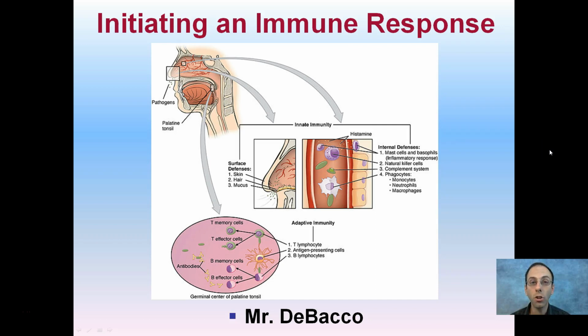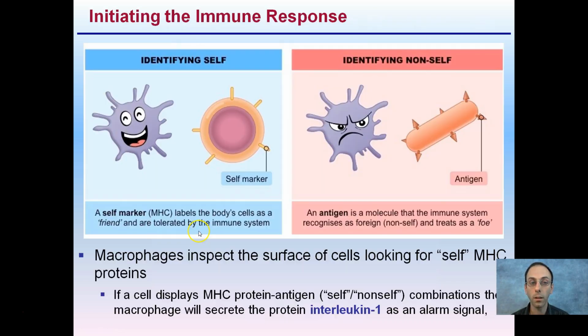Okay, here we're going to look at initiating an immune response. And while we do have our innate immunity and our adaptive immunity, we're going to focus a little bit more on the adaptive immunity. Keep in mind, our innate immunity is what we're born with, and it includes surface defenses, physical barriers such as our skin and mucous membranes. We're going to look a little bit more about the activation of T and B cells.